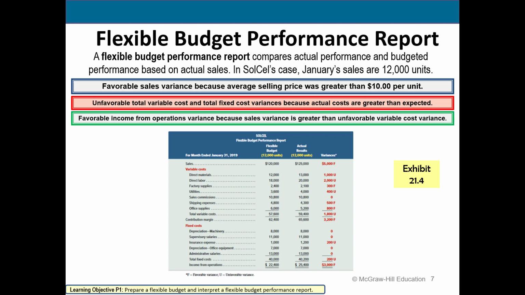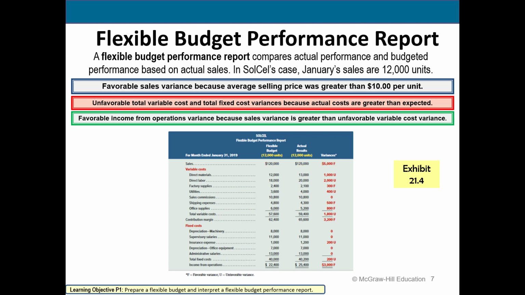A flexible budget performance report will compare the actual with the budgeted based on the actual sales volume. So now we've found out that SoCell has actual results of 12,000 units. So we're going to look at the flexible budget based on 12,000 units, and then we can compute the variances. So you can see the sales variance is $5,000 favorable because the actual results of $125,000 is greater than the flexible budget at $120,000.